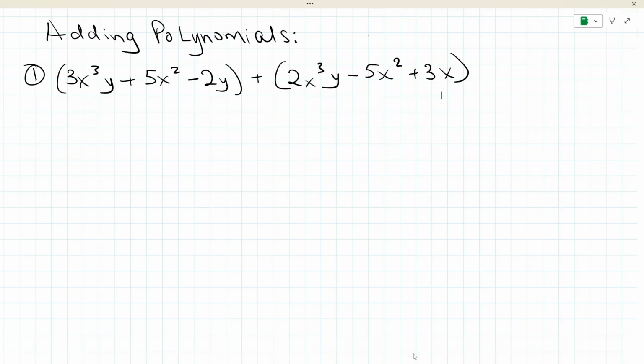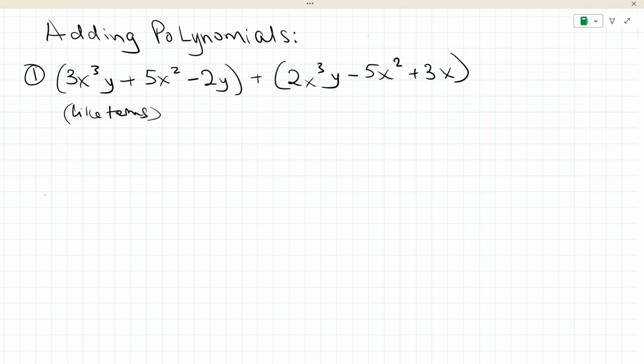My name is Professor Robert, and in today's lesson we'll learn adding polynomials. Now in this case we've got our first example to try out, and we certainly do it by adding like terms. We'll look for like terms and add them.